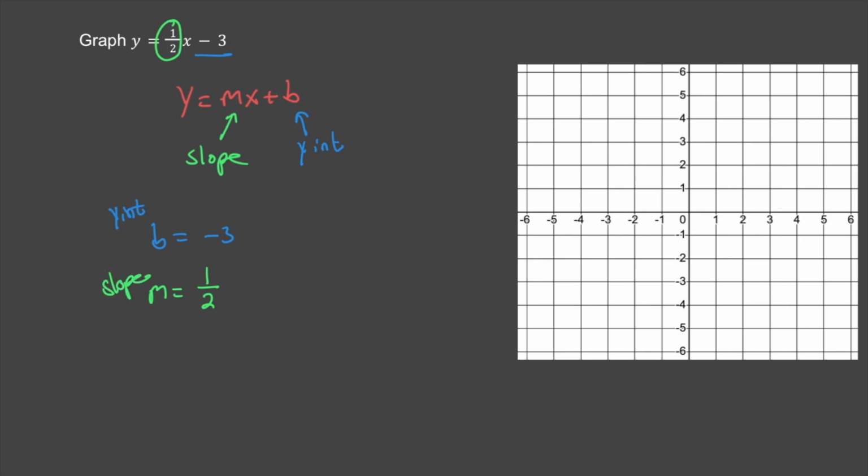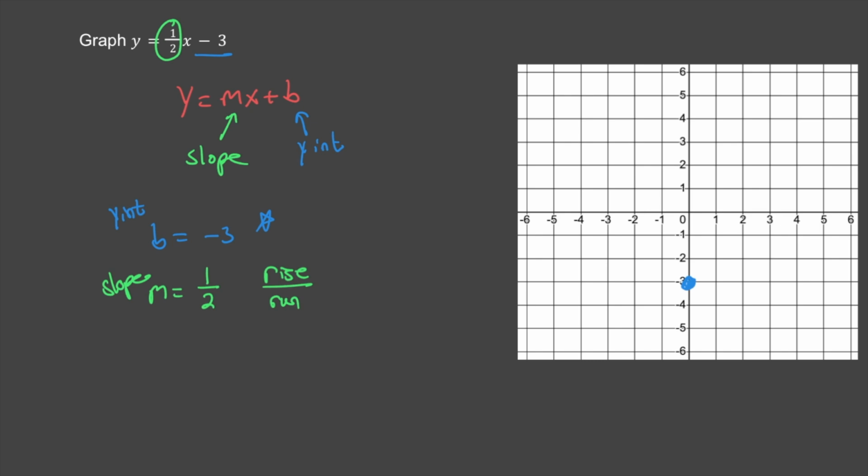Okay, now that I have those two pieces of information, I'll go ahead and start by plotting the y-intercept. So y-intercept is at -3, so along the y-axis, I will plot the y-intercept at -3. Then my slope is 1/2. So slope is rise over run. That's the easiest way to use slope with a graph. So what we'll do is we will rise 1 and go over 2.